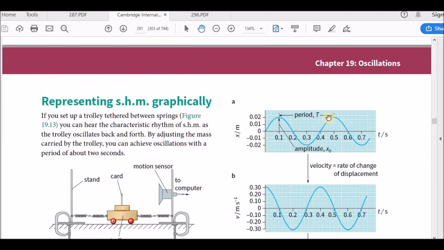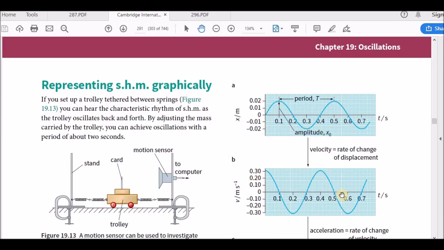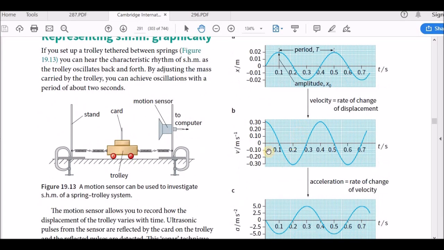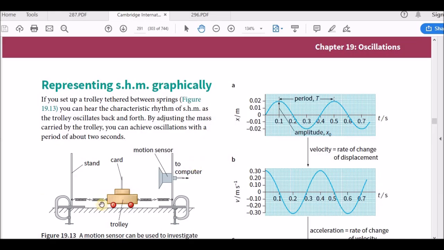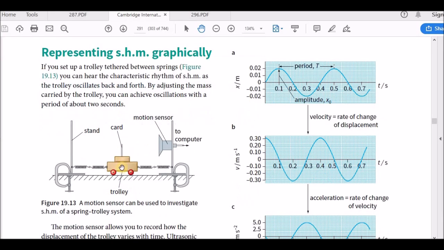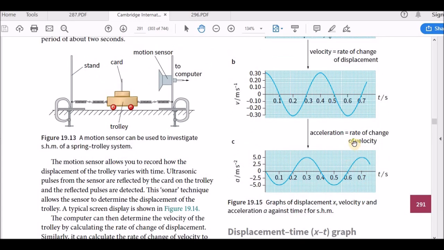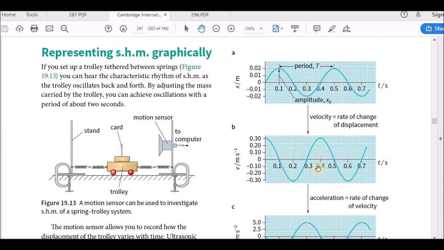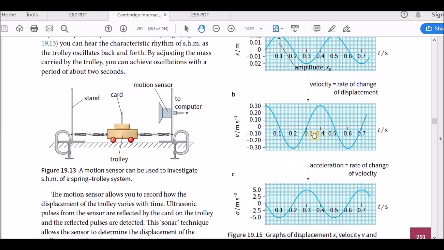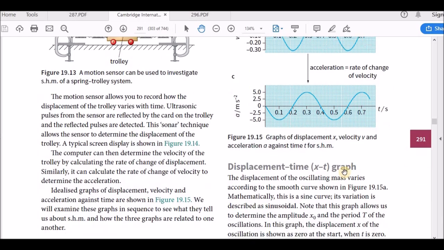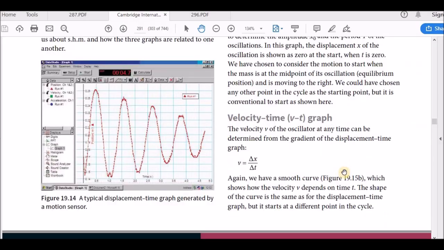And you know, from the gradient of a displacement time graph, we can get the velocity time graph. So this is the velocity time graph for this motion. Now for this apparatus, this system, we learned earlier that this is the displacement time graph, this is the velocity time graph, and this is the acceleration time graph. And we learned how to go from the displacement time graph to the velocity time graph, and from the velocity time graph to the acceleration time graph.